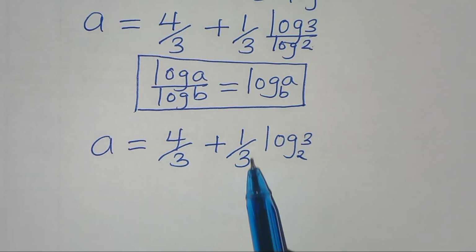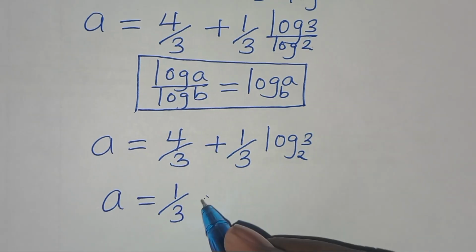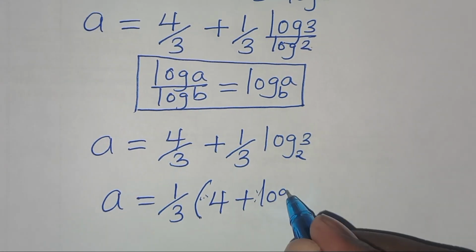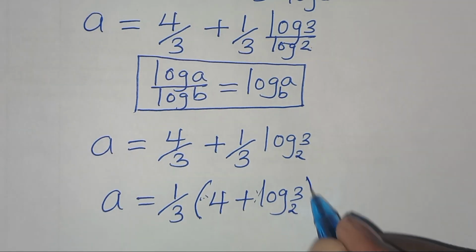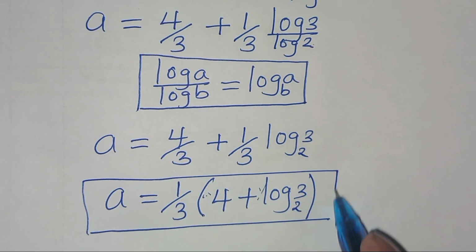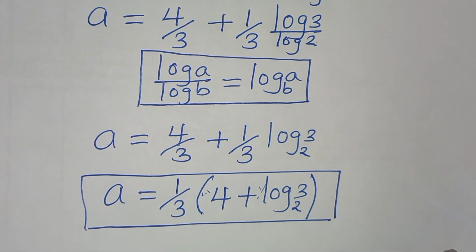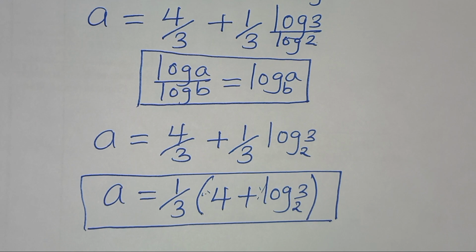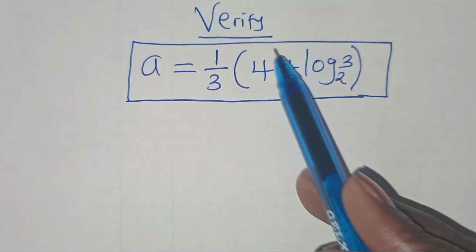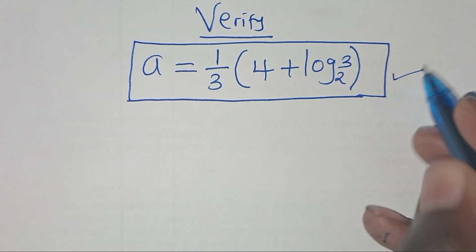Given that 1 over 3 is common here, we'll have a is equal to 1 over 3 into the parentheses 4 plus log 3 to base 2. So this is the value of a. Let's verify that this a satisfies the equation by following these steps. Let's verify that the value of a, which is 1 over 3 into the bracket 4 plus log 3 to base 2, actually satisfies the equation.